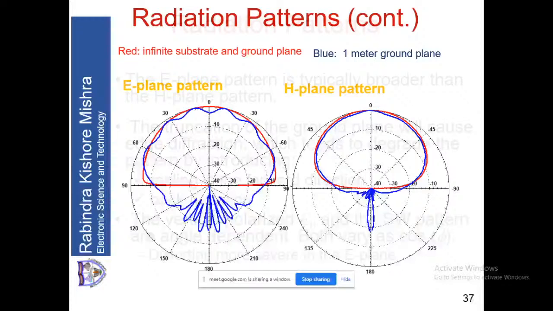In the picture you can see both these. The red line is for infinite substrate. So for the red curves you will see that they are smooth. There is no back radiation. The blue line is for a 1 meter ground plane in this case.